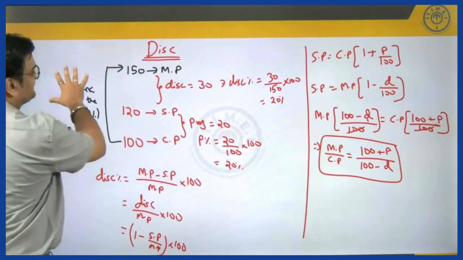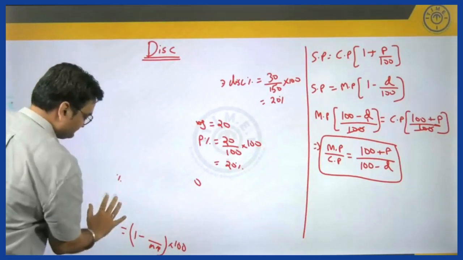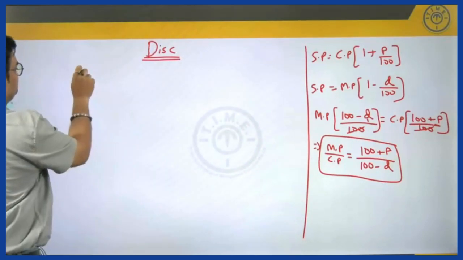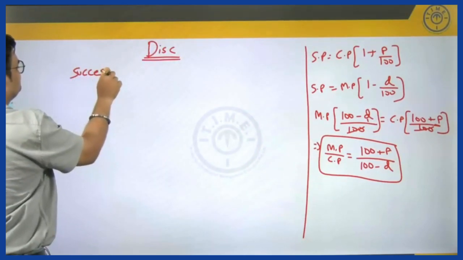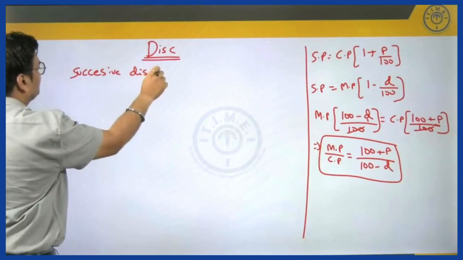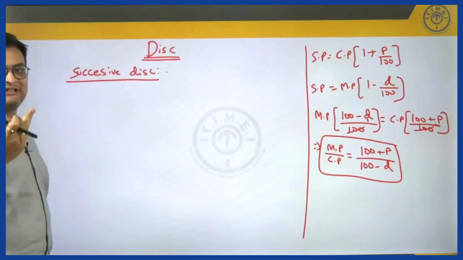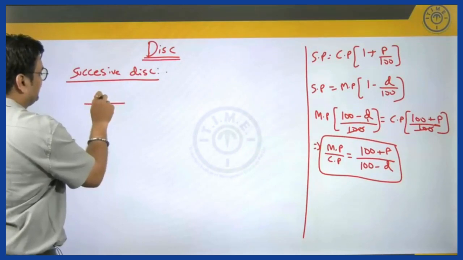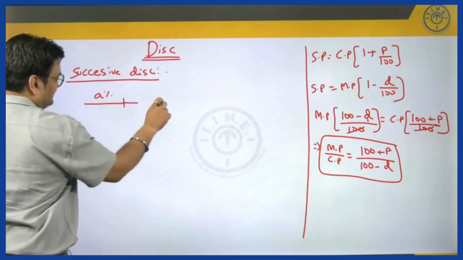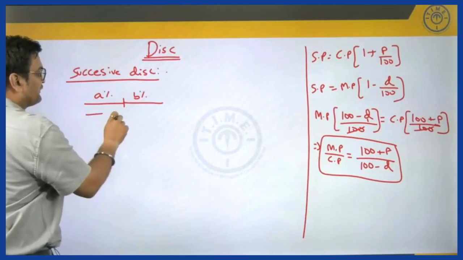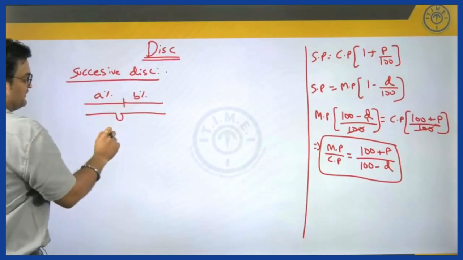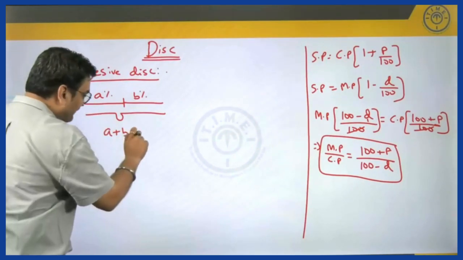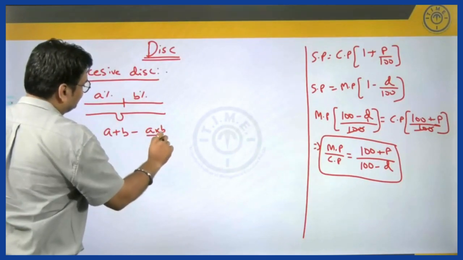One more, the concept of successive discounts. So successive discount is same as your successive percentage change formula. So for example, if you have two different discounts given, first is discount of A%, following this we are giving another discount of B%. What will be the overall discount? So it will be given as sum of the two. But this time there is a small change in the formula, it will be minus A into B by 100.